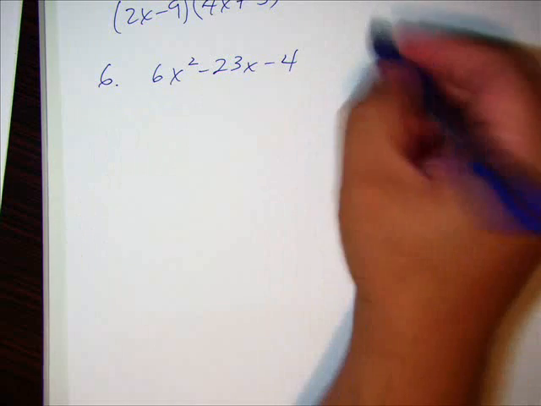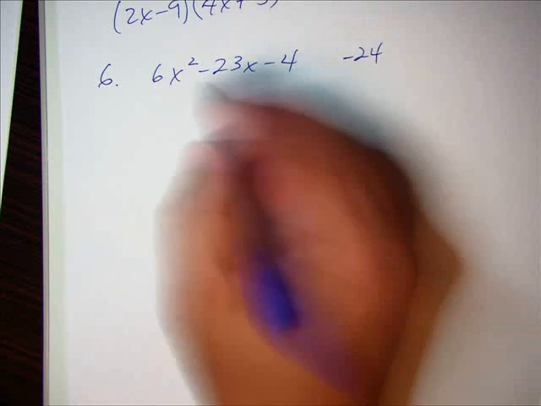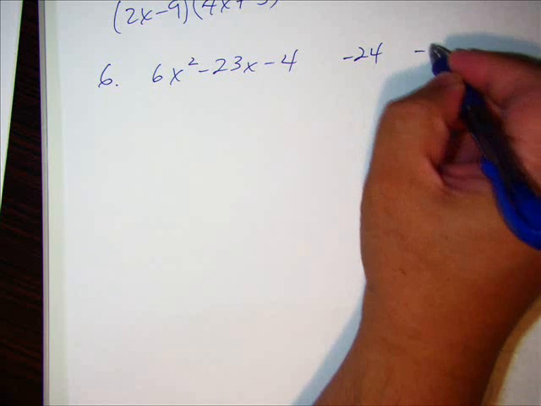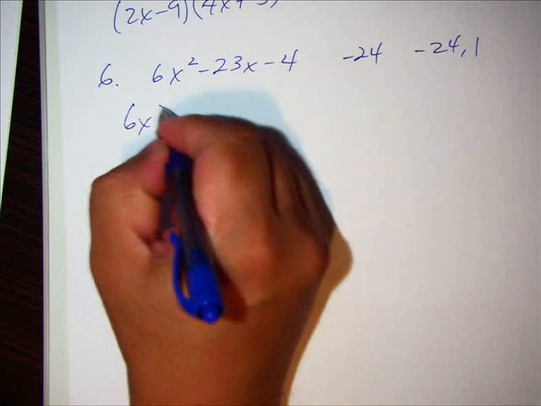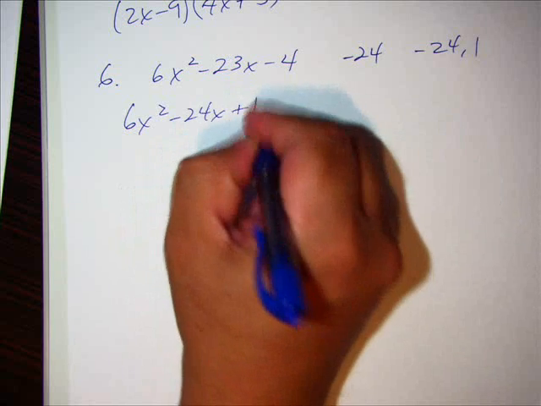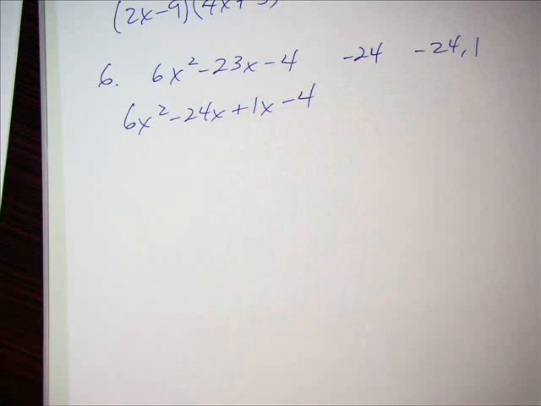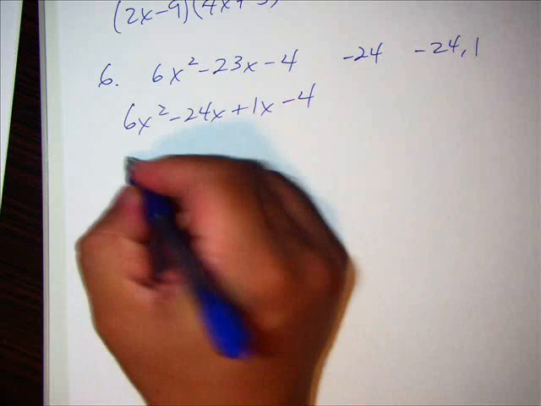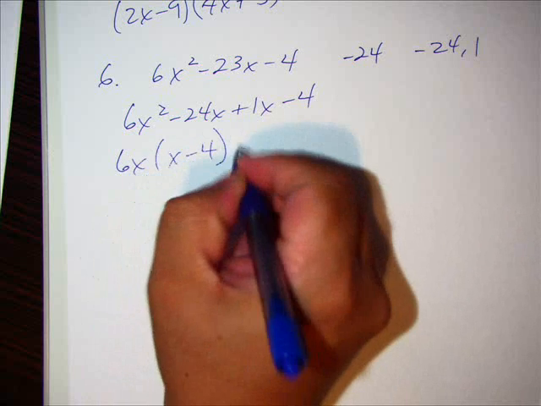Alright, 6 times negative 4 is negative 24, and negative 24 times positive 1. So 6x squared minus 24x plus 1x. You don't have to write the 1. I'm just writing it for emphasis, which may not have been a good idea in retrospect. Take out a 6x. That's going to give me x minus 4.